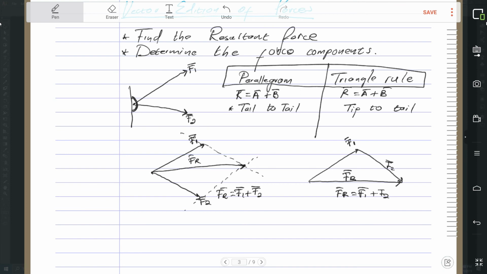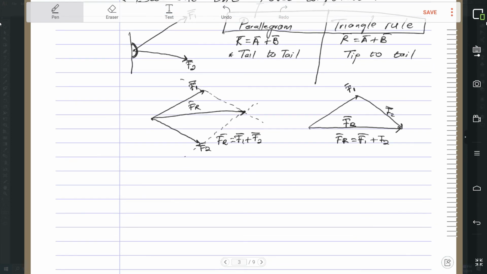So, but if we have to do vector representation of it, so we'll first draw our F2. So our F2 will go that way. Then our FR, this will be F2. So your F1 will start from the tip of F2. So you have your F2, F1 going like that. Therefore your resultant force will still be the same as the previous one.